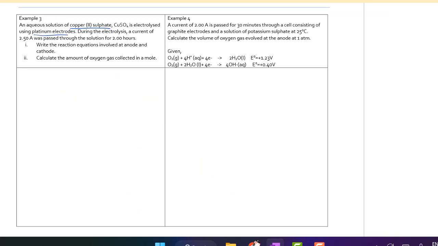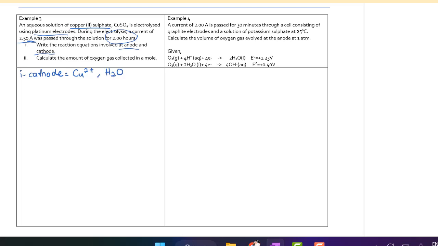Using platinum electrodes. During the electrolysis, a current of 2.5 ampere passes through a solution for 2 hours. Write the equation involved at anode and cathode. So this is aqueous copper sulfate. At the cathode, it will attract positive charge cations. So Cu2+ will go to the cathode, and then water.